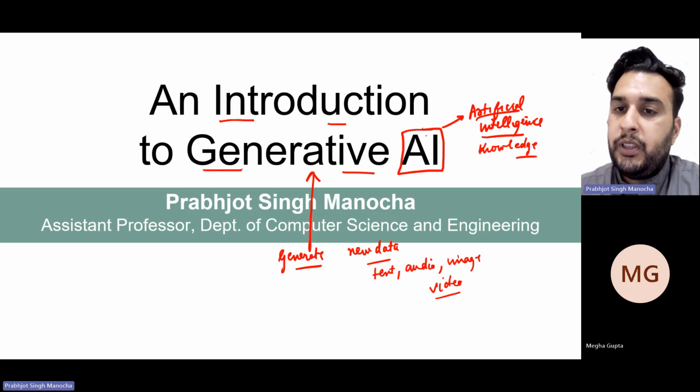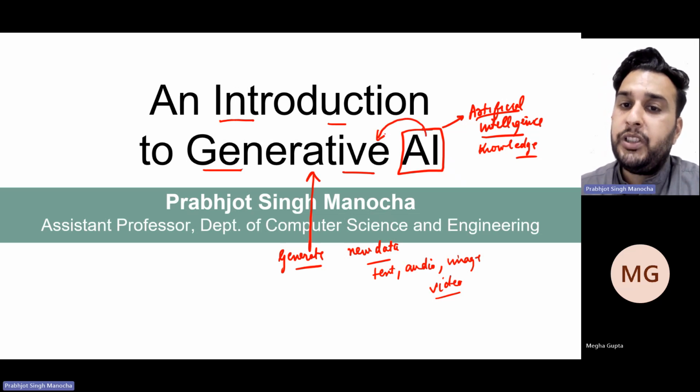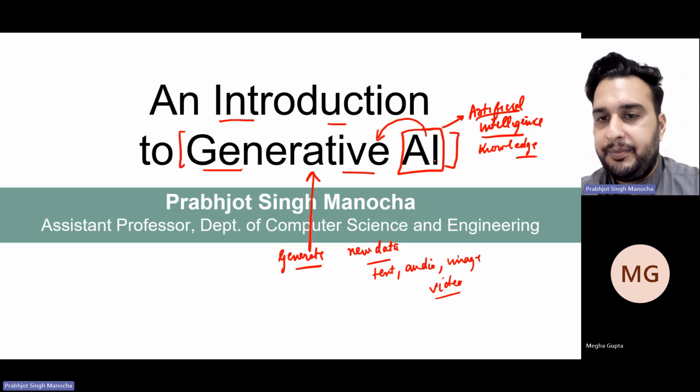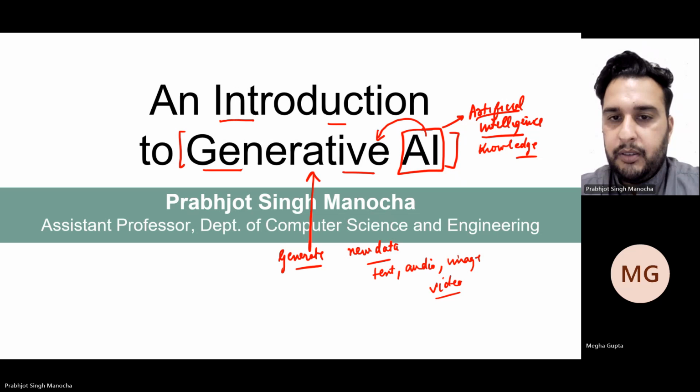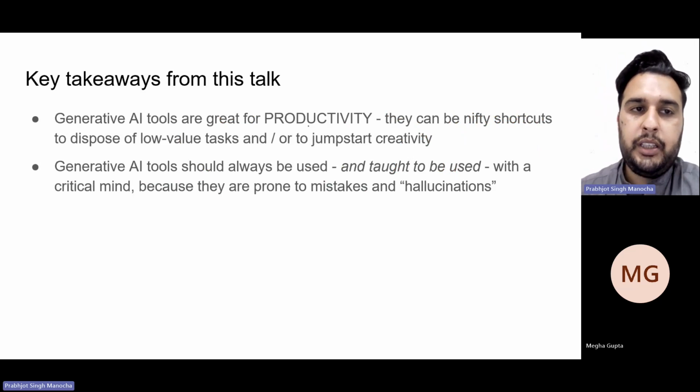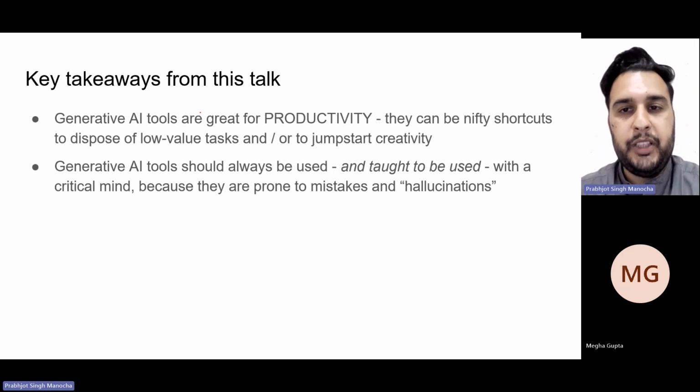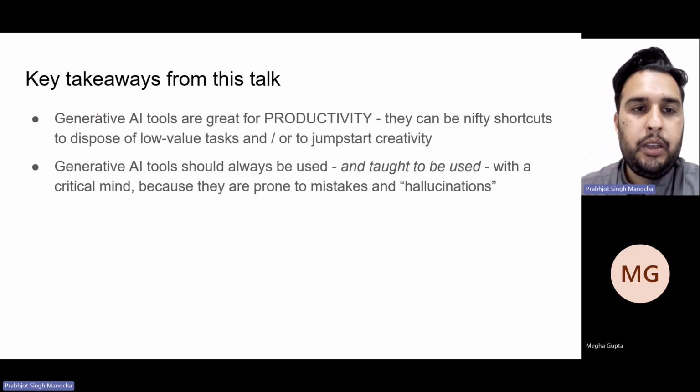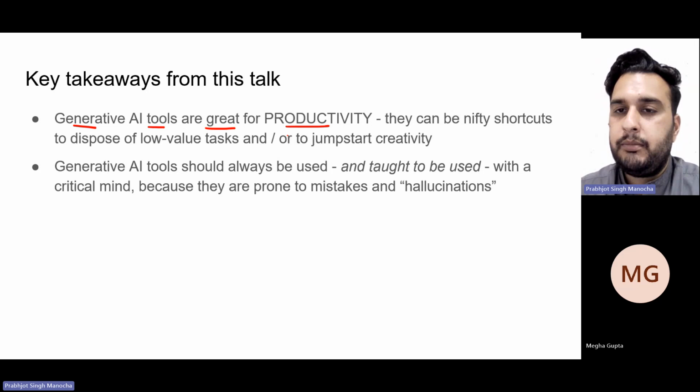So that means through artificial intelligence, we want to generate some new data. That's what is referred to as generative AI. So let's talk about a few key takeaways from this particular talk: what our expectations are and what we can get. Generative AI tools are great for productivity, right?